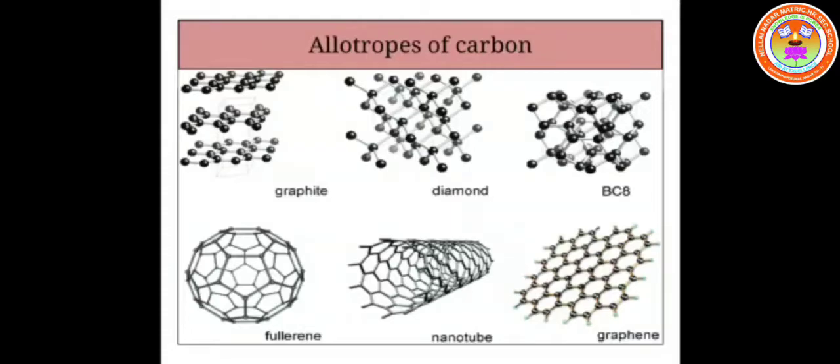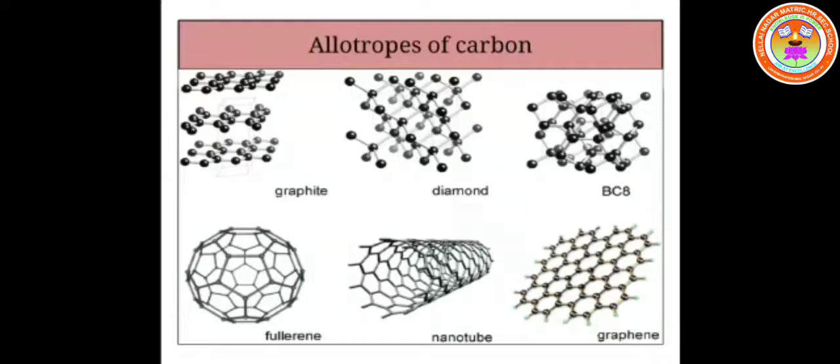Diamond we saw. Then another allotrope of carbon, BC8. Okay, we are not worried about that. Coming to fullerene, we saw nanotubes, carbon nanotubes. They find application in the medical field, in the treatment of cancer and in the detection of cancer cells. Nanotubes, because of their very minute size, 10 power minus 9 meter, are very useful. Okay, children.